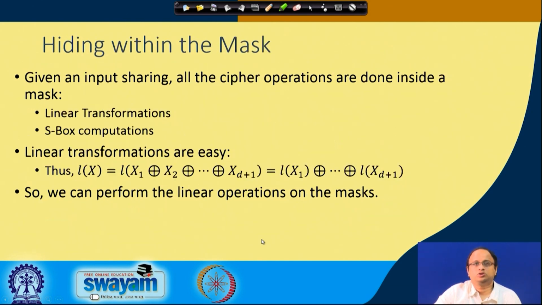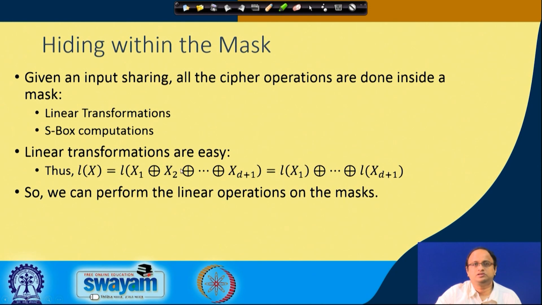Okay, so now we would like to see how we can really hide behind the mask. Given an input share, you see how we can apply masking to ciphers. Note that ciphers typically have 2 types of transformations. They can have linear transformations or they can have nonlinear transformations.